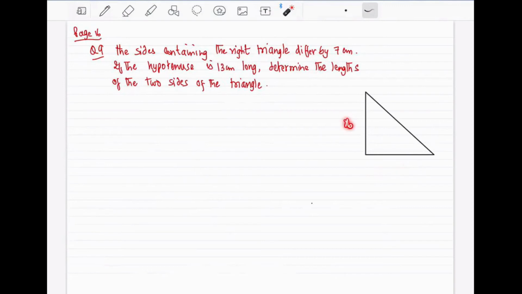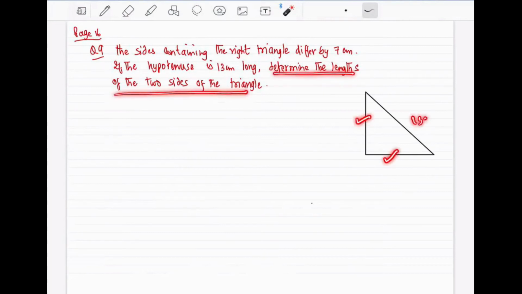If I put one of them as x, what will the other be? X plus 7, right? Because the other is longer than the previous one by 7 centimeters. If I put one of them as x, the other will be x plus 7, because the question says the right sides differ by 7 centimeters. If the hypotenuse is 13 centimeters long, the question wants us to determine the lengths of the two sides of the triangle. You have to find out this and this.